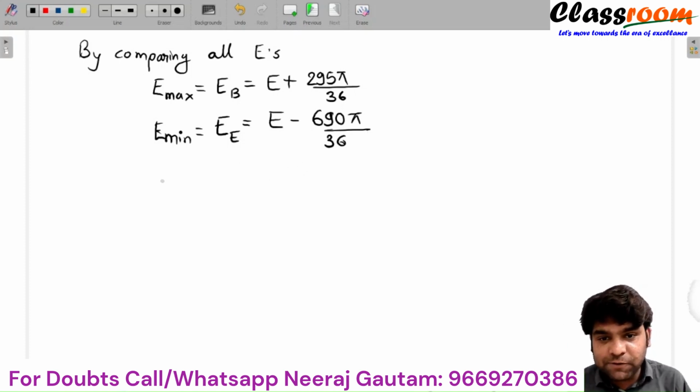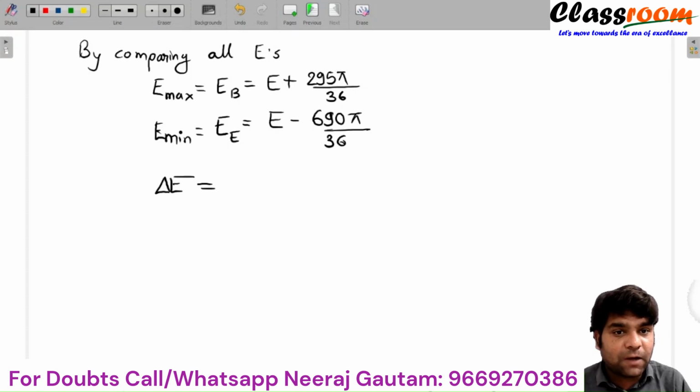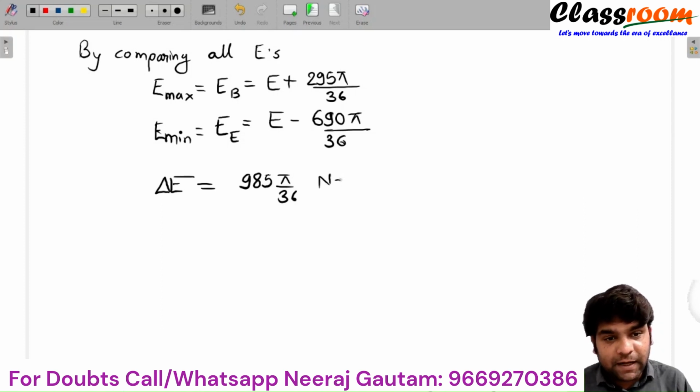So if I subtract these energies and find the difference between the maximum and minimum, E cancels out. 295 minus 690, so minus minus becomes positive. 295 plus 690 gives you 985. 985 into pi by 36, as usual, Newton meter of energy, that is joules of energy in fluctuations. So the fluctuation of energy is this.